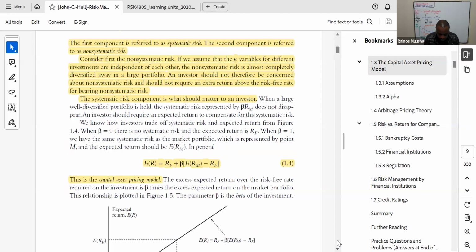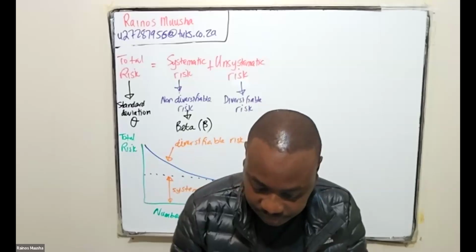So in the next section, they give us the formula for the capital asset pricing model, where they say that with the capital asset pricing model, the expected return is given as the risk-free rate of return plus beta in brackets, the market return, the expected return of the market, minus the risk-free rate of return. And this is the capital asset pricing model.